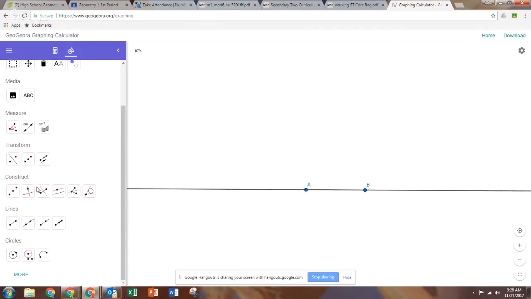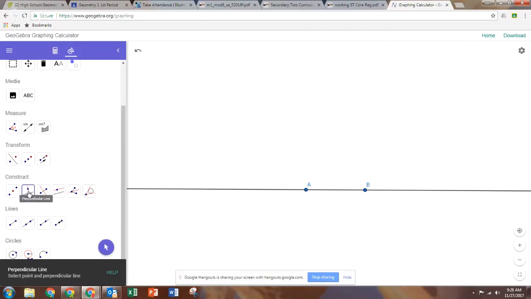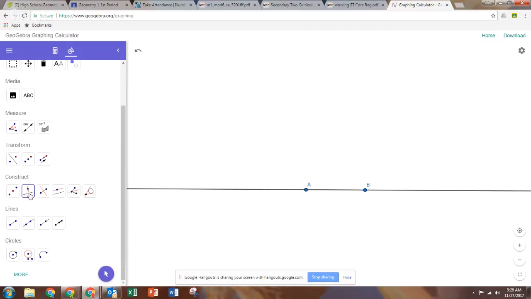And what I need is a right angle. So I'm going to use this perpendicular line tool to make a right angle. And notice that it tells me how to use the tool when I click on it. When I click on perpendicular line, this pops up and says select a point and the perpendicular line. So I want the right angle to be at A, so that's my point. And I want it to be perpendicular to this line. Cool, so here I have a right angle.